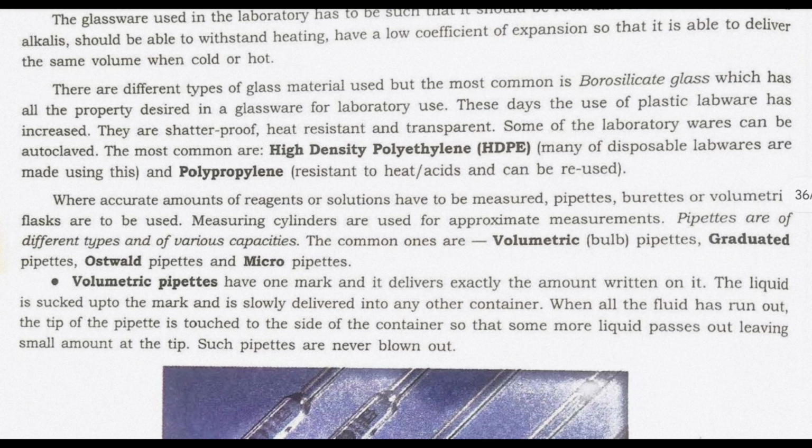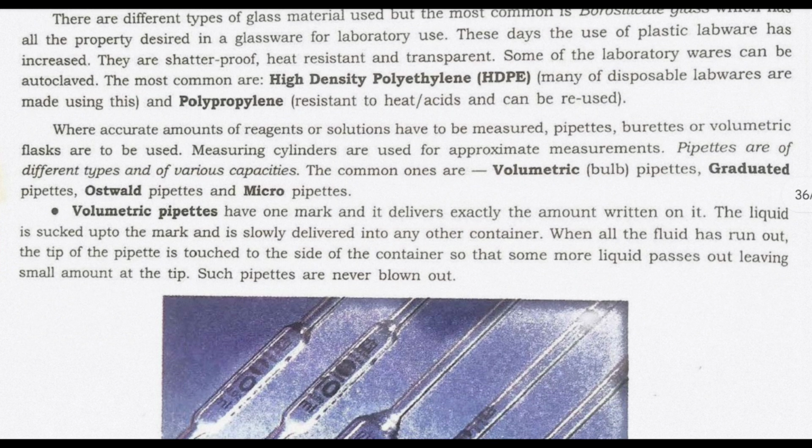When an accurate amount of reagent or solution has to be measured, pipettes, burettes, or volumetric flasks are to be used. Measuring cylinders are used for approximate measurements. Pipettes are of different types and of various capacities. The common ones are volumetric pipettes, graduated pipettes, Oswald pipettes, and micropipettes. Volumetric, graduated, Oswald, micro. So first, the volumetric pipette.